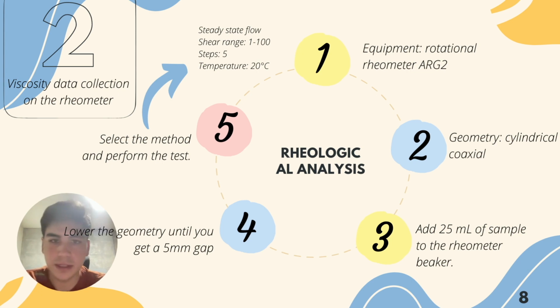Then we have the viscosity data collection, for which we use a rotational rheometer with a cylindrical coaxial shape. For this, we added 25 milliliters of sample onto the rheometer beaker and lowered the geometry so you get a 5 millimeter gap. Then we selected the method and performed the test with steady state flow, shear range between 1 to 100, 5 steps, and a temperature of 20 degrees Celsius.